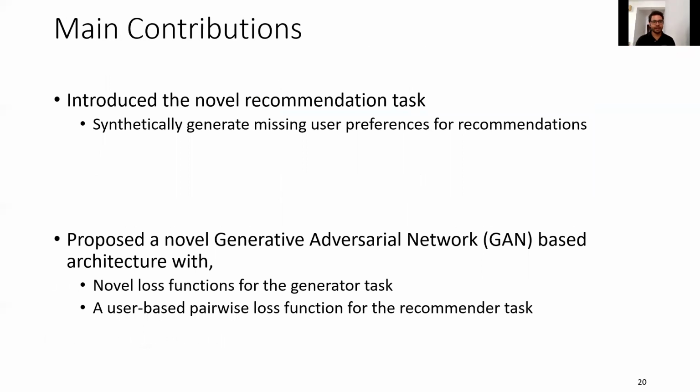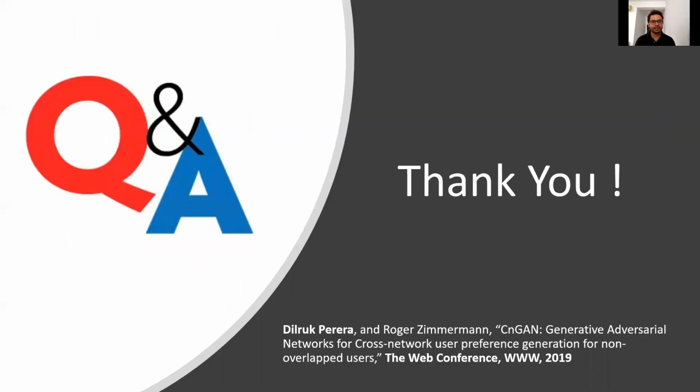And to recap, here are our main contributions. We introduced the novel task of synthetically generating missing user preferences for recommendations. And then we proposed a new GAN-based architecture with new generator and recommender loss components and trained them in a multitask learning environment. With that, I would like to conclude my presentation.